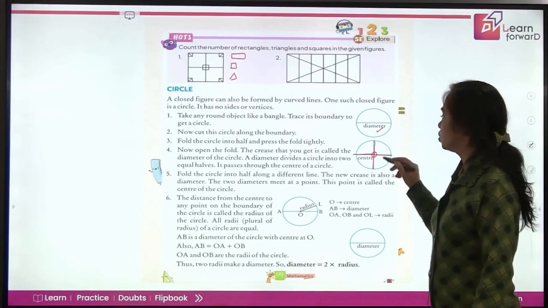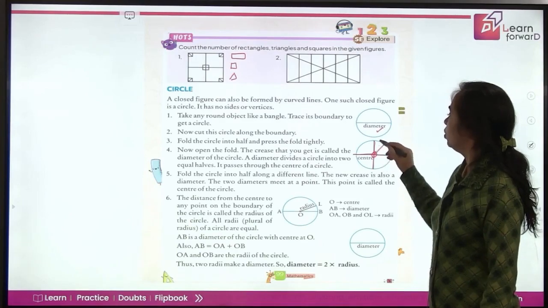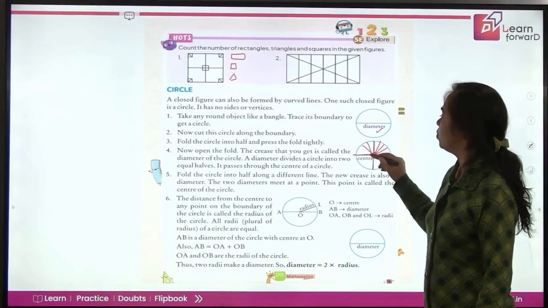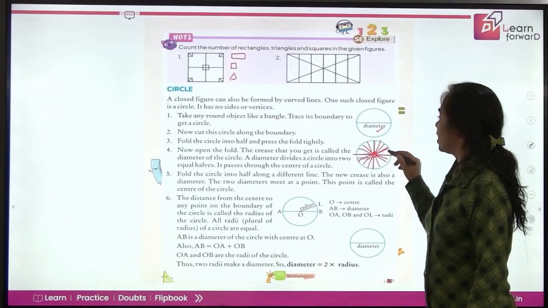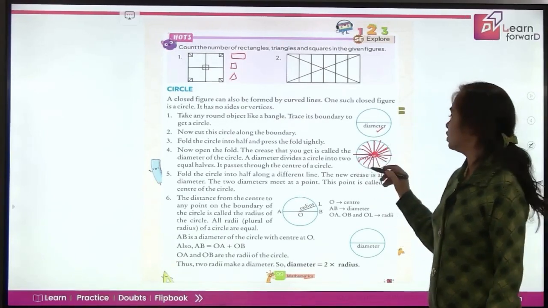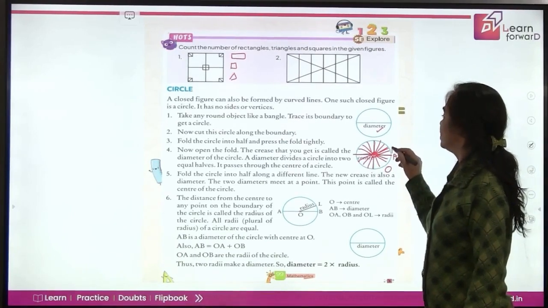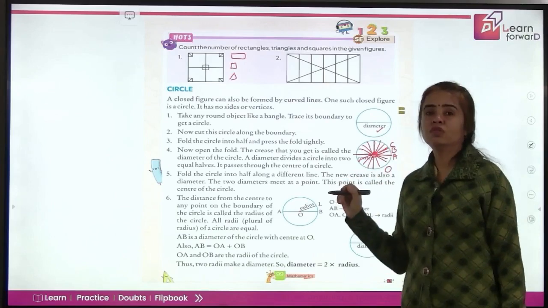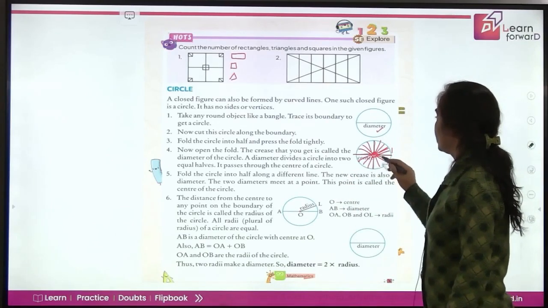This one is called the radius. So from this point, if you join the boundary of the circle at any point, you will get all of these as the radii of the circle. The center of the circle is marked as O, and then we can write here A, B, C, any of the alphabet to show that these are the radii of the circle.